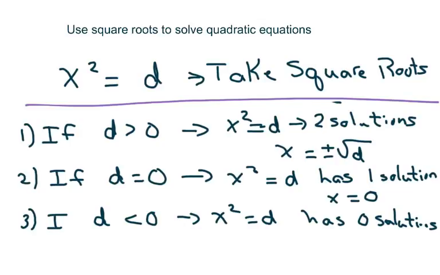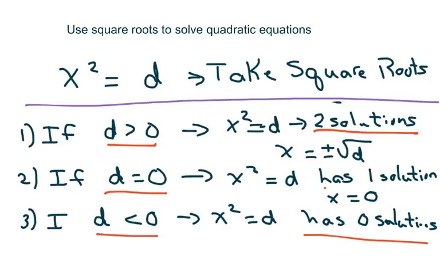Hi everyone, we're going to use square roots to solve quadratic equations. Basically, here are some of the little rules here. If d is positive, this is what this means. If d is positive, then we have two solutions. If d is negative, we have no solutions. And if d equals 0, we have one solution, which is x equals 0.